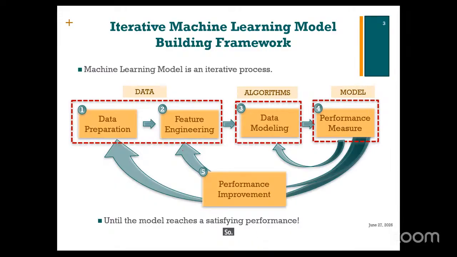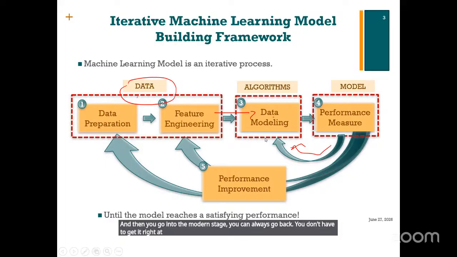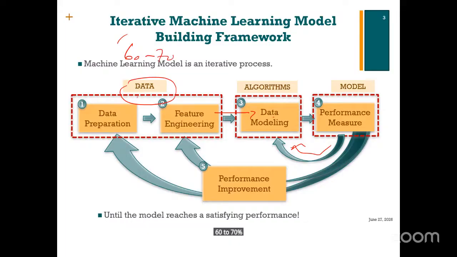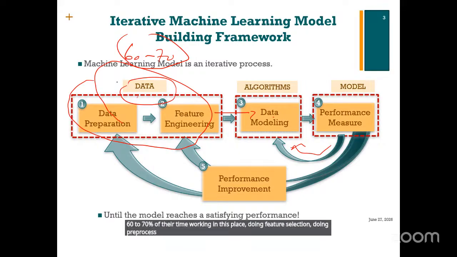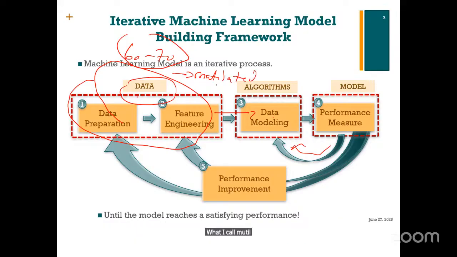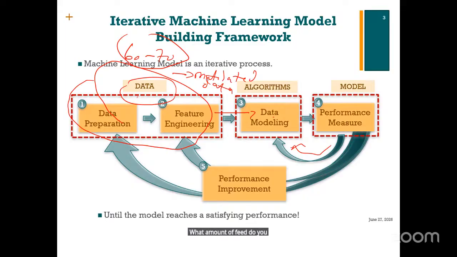So when you start with your data, you make it ready for modeling. And then you go into the modeling stage, you can always go back. You don't have to get it right at once. That used to be the old school where people spend 60 to 70% of their time working in this place, doing feature selection, doing pre-processing. So many pre-processing to the extent that by the time you are done with your work, what you are having is no more data. It is already what I call mutilated data. When you do too much pre-processing, that may not be necessary. Pre-processing is good. However, what amount of it you really need depends on the data you are modeling and what you want to get.